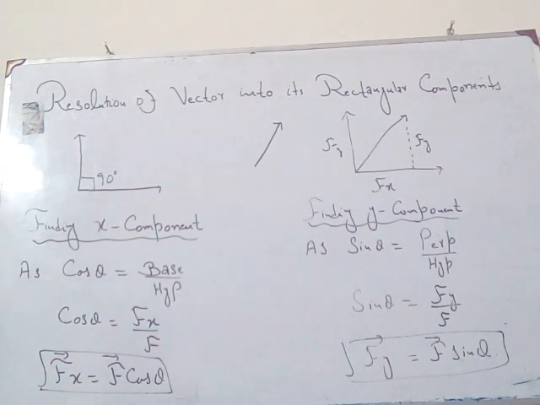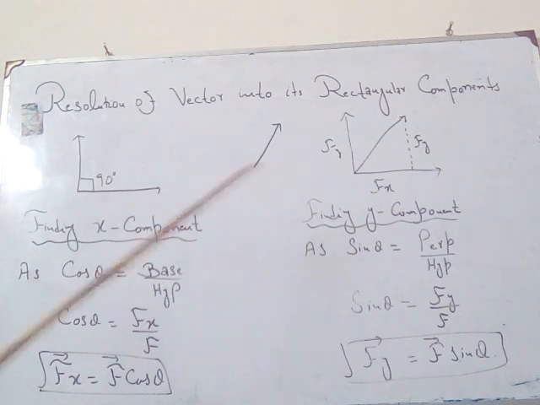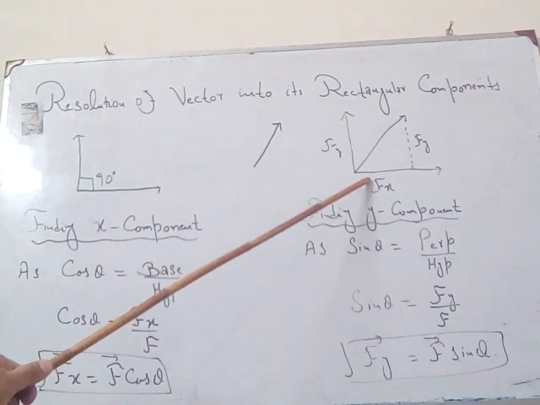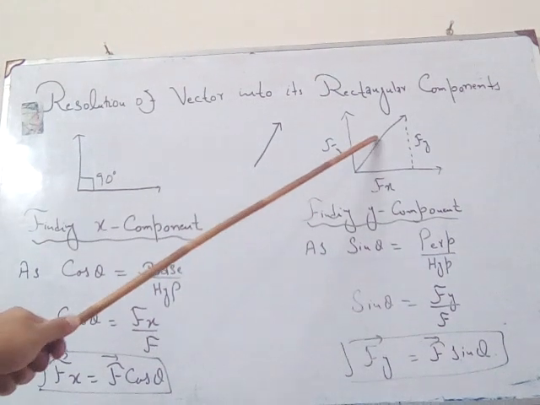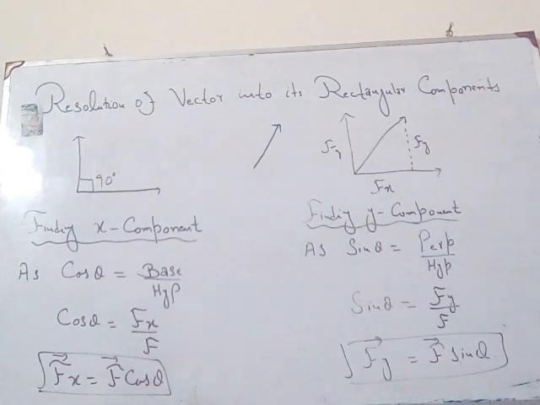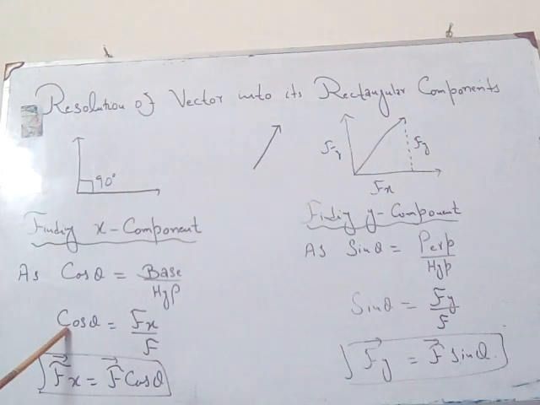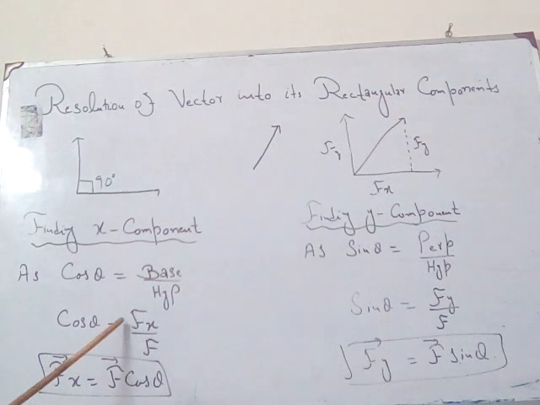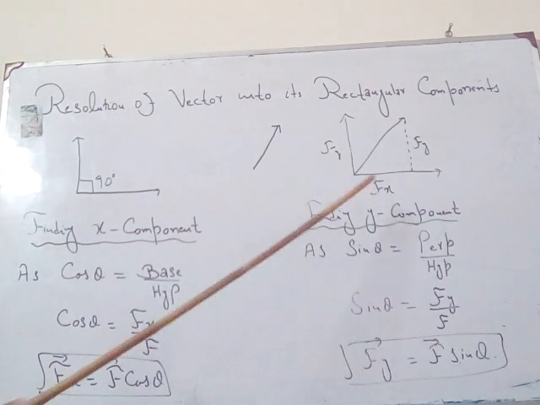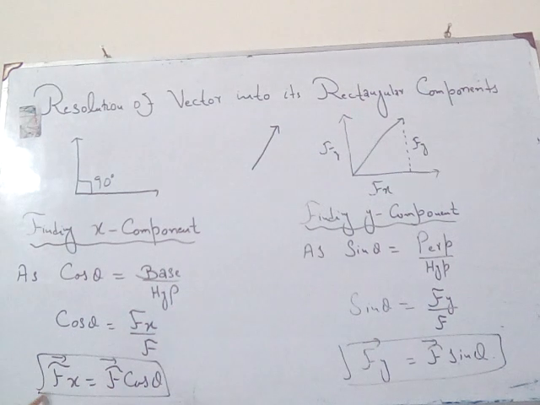Finding the x component first. As we know, cos theta is equal to base divided by hypotenuse. Here Fx is the base and F is the hypotenuse. Putting in the values, we get cos theta is equal to Fx divided by F, and from here Fx is equal to F cos theta.